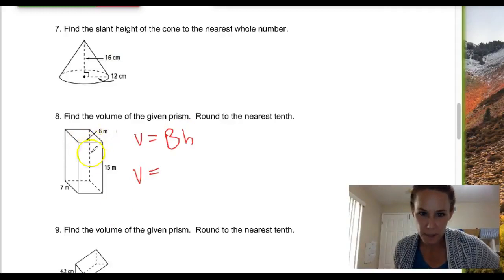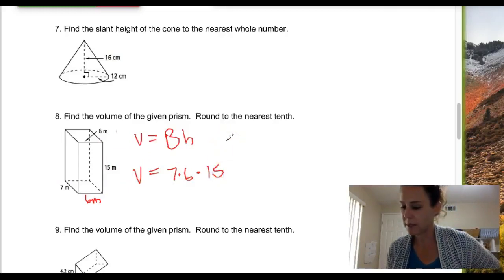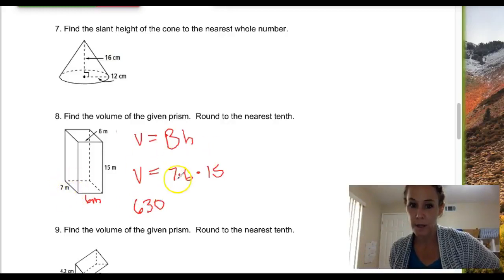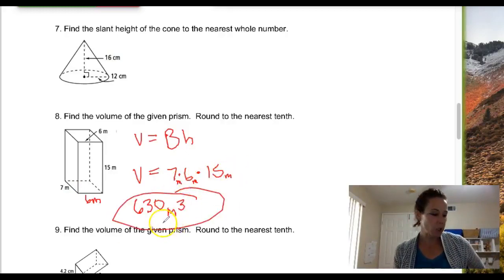If this is 6, then this right here is 6. So to find the area of this base, we're going to go 7 meters times 6 meters. And that will be the area of the base. Because it's a rectangle, we just do 7 times 6. And then the height of the prism is 15. So we just go 7 times 6 times 15 and do that on a calculator. And you're going to get 630. And since we did 7 meters times 6 meters times 15 meters, it's meters cubed. Your volume is cubic meters.